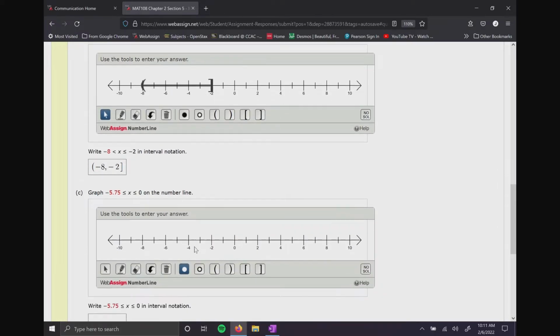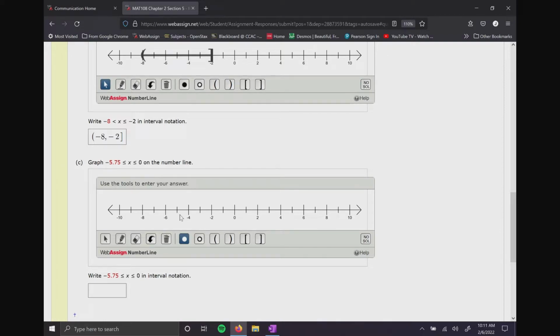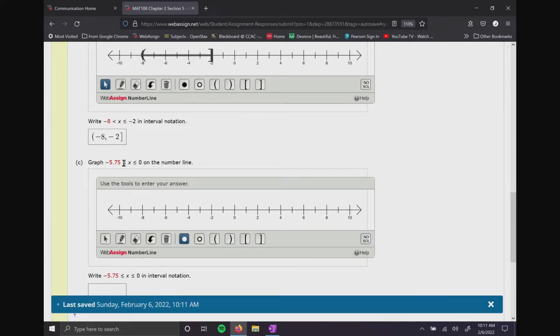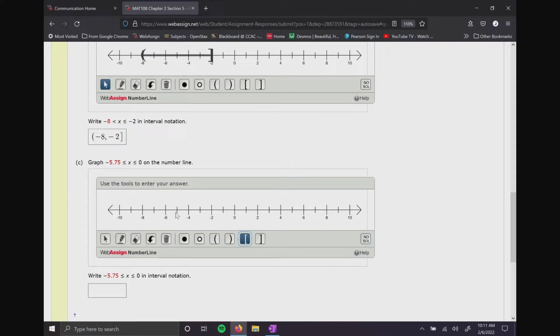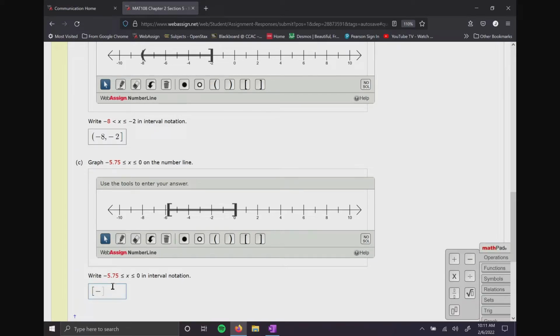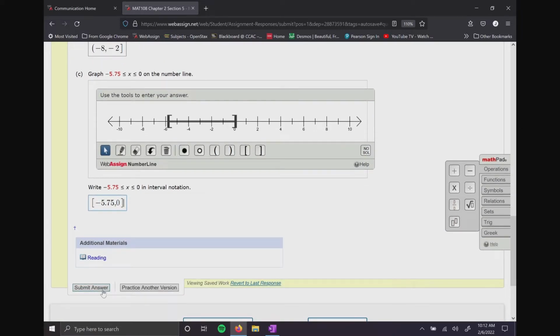And then finally, the last one, which is probably the most difficult because you have to estimate where it is. All right, we have -5.75, which is less than or equal to x, which is less than 0. So these will both get brackets. We want -5.75. So that's going to be really close to -6, so it's going to be right about there. Then we'll go all the way up to 0. We'll shade in between. And then let's write out the interval notation. So bracket, -5.75, comma, 0, and end the bracket. And then we just submit our answers.